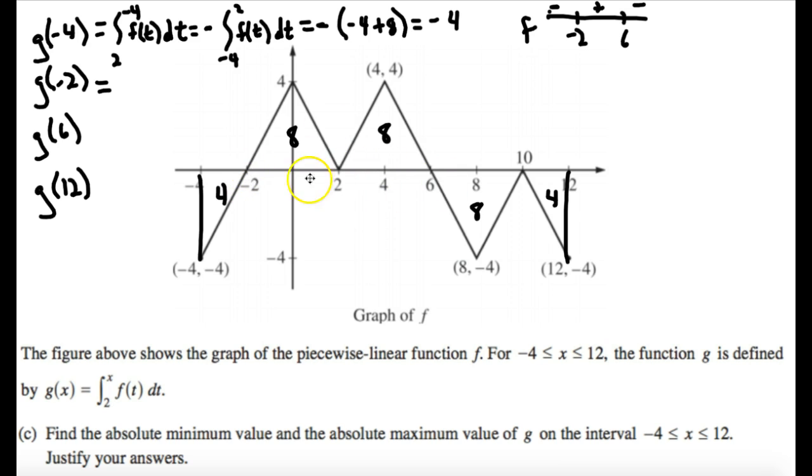Then g of -2, okay, again, we would be going backwards because this would be the integral from 2 to -2 of f of t dt. So that would just be going backwards, so that would be -8. G of 6 would be the area under the curve from 2 to 6, so that would be +8. And then the area from 2 to 12 would be 8 minus 4, so that would be -4.